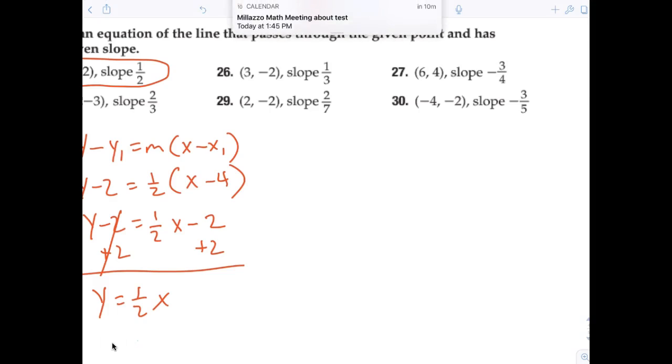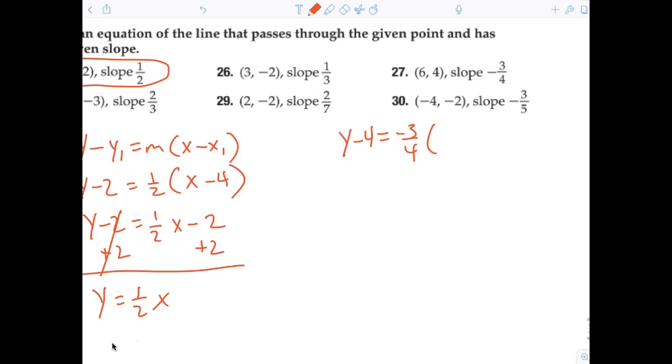Go. So 27, it is y minus 4 equals negative 3/4, in parentheses, x minus 6. You're amazing. Good job.